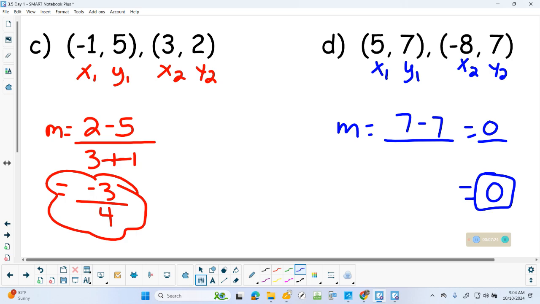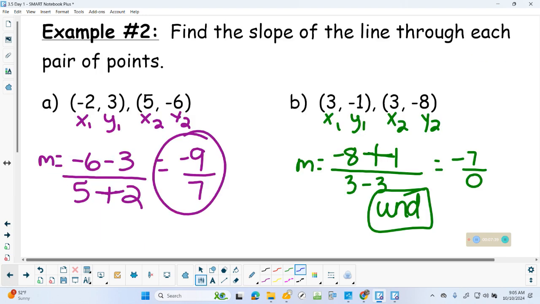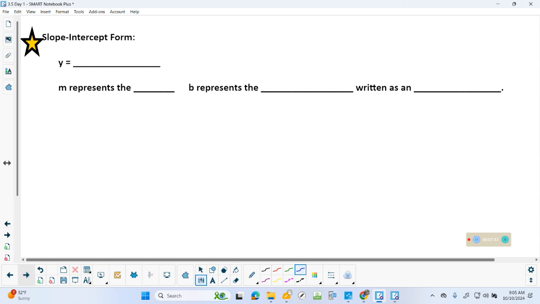So again, you can do the bottom if you want, x2 minus x1, negative 13 if you want to get fancy about it. But one thing you have to keep straight is whether your final answer is 0 in the numerator, the top, versus 0 in the denominator, which is undefined. You cannot divide by 0.